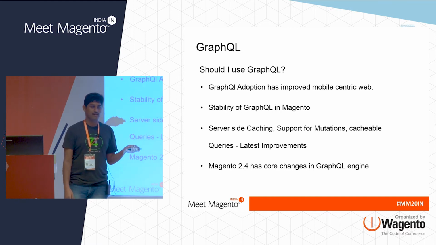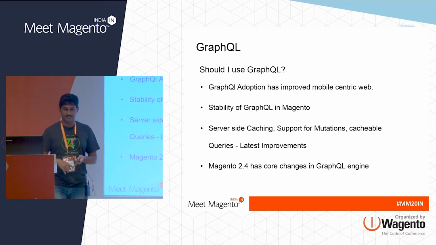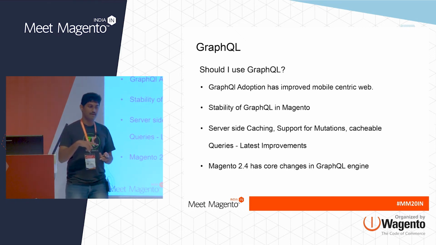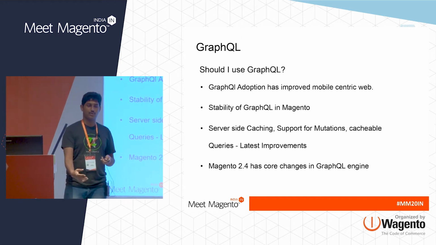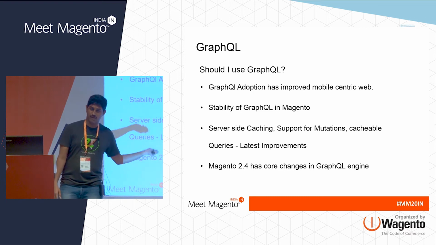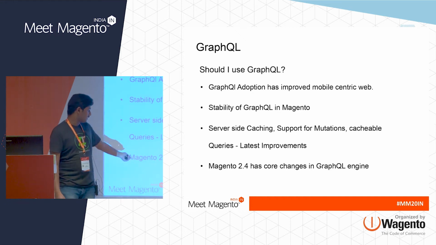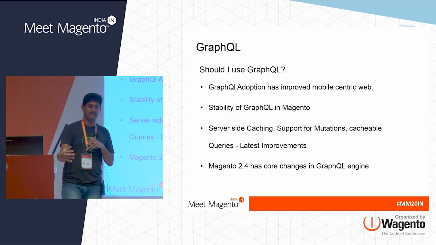They didn't support caching in GraphQL, which is a main thing, and they didn't support authentication in GraphQL, but slowly they started improving it. Today we have token-based authentication in GraphQL, server-side caching, and client-side caching in GraphQL. Before 2.3.2 there was no GET request in GraphQL, and now we have GET requests, and we will see more and more improvements in GraphQL. Magento 2.4 has a complete rewrite of the GraphQL engine.